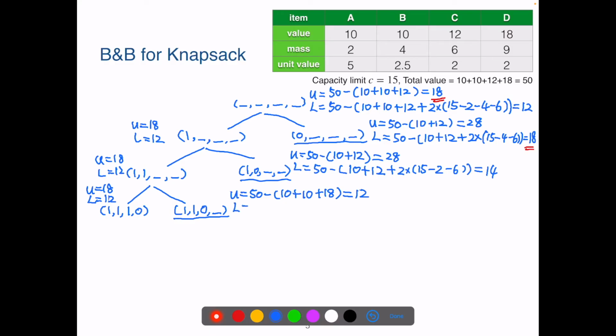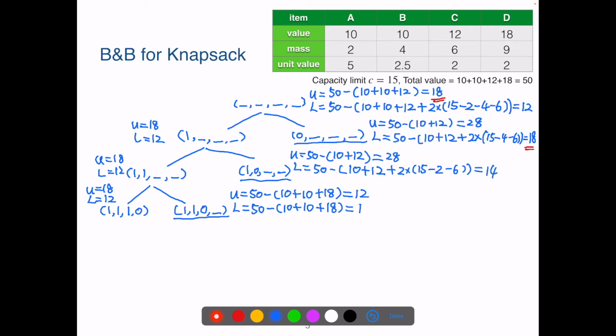What about the lower bound? So we have 50 minus, we're going to take the entire A, we're going to take the entire B, that's the cost so far, and then we're not going to take item C, we can take the entire item D.